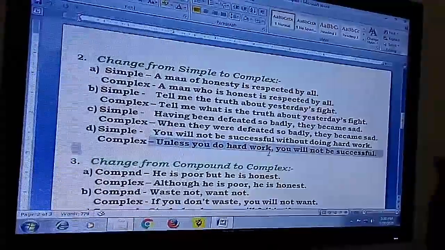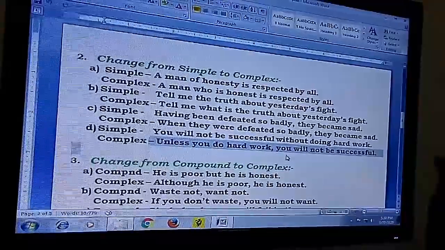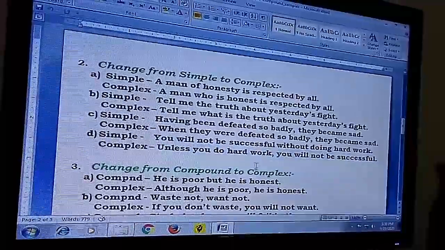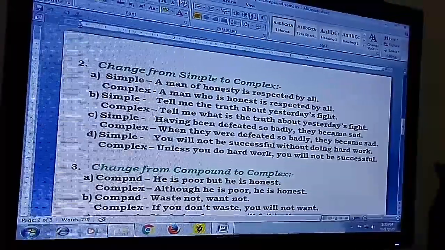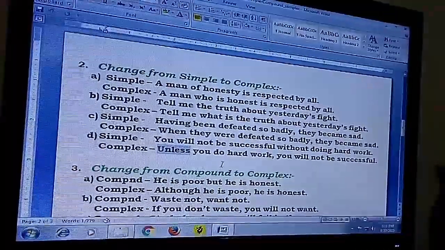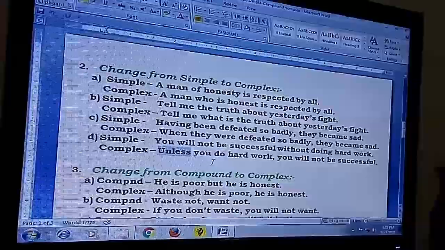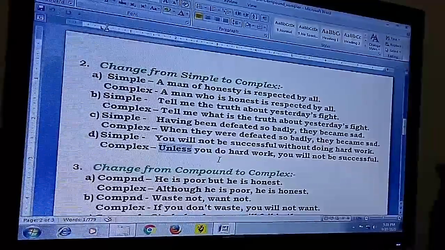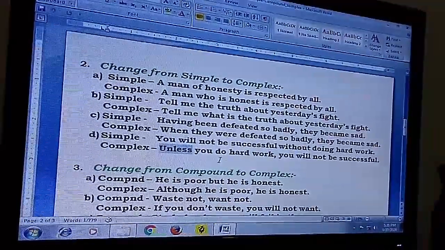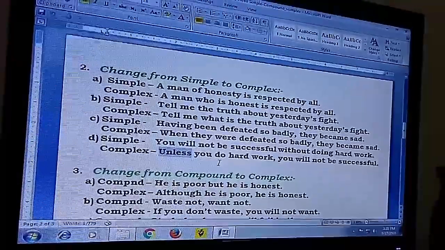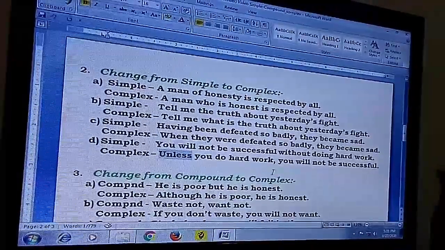Unless you do hard work, you will not be successful. Point to be noted, this word "unless" is quite often used in the ICSE question. What is the question pattern? Just like last time, we will give you some examples.